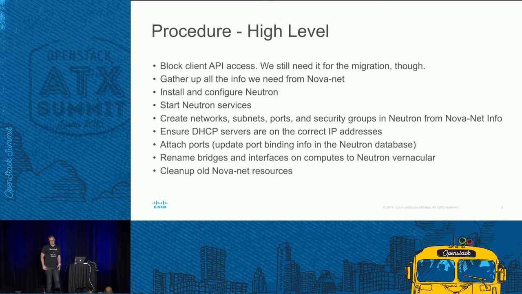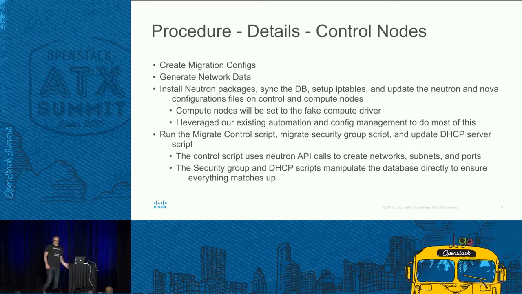And then lastly, we clean up the NovaNet resources, get rid of all those old bridges and whatever else that we don't need anymore. So that's the quick high-level overview. Digging into that, we start on the control nodes, and this is kind of a control nodes logical. We touch the compute nodes a little bit here, but everything comes out of configuration files.